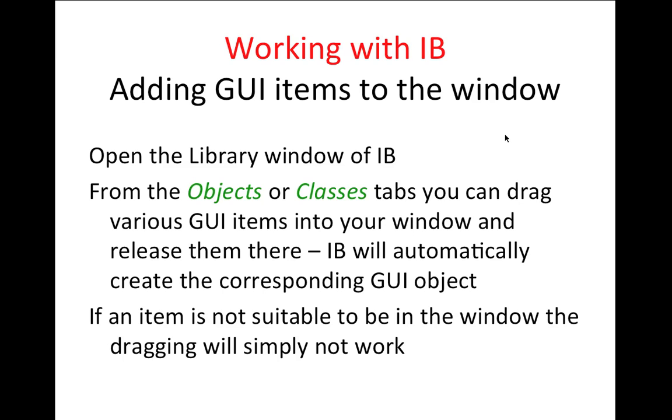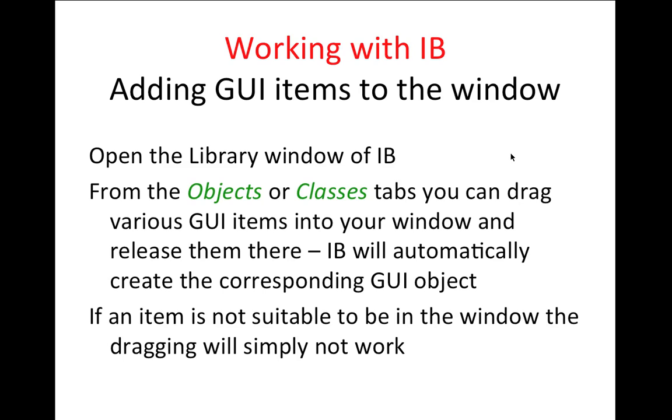So open the library window in the IB, drag and drop some items to a canvas, except for the Mac application instead of an iPhone application. So it's the same thing. From the objects or classes tabs, you can drag various different GUI elements to the window, release them. IB will automatically create the corresponding GUI object for you and present it. So if an item is not suitable to be in the window, dragging will simply not work. Actually, that's the same thing you're going to find with the iPhone development.